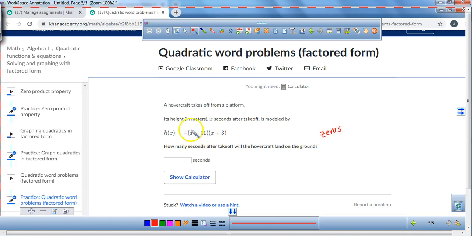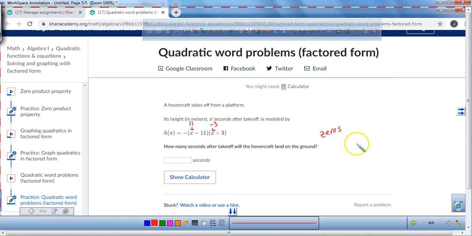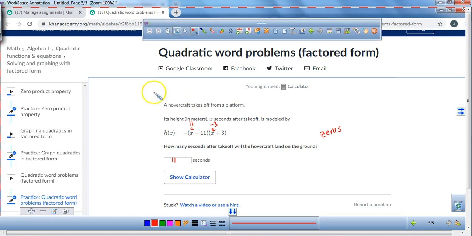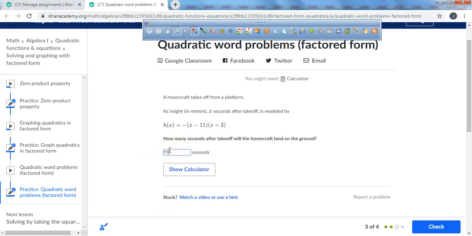Well, this only has 2 zeros. What number would you plug in there to make it equal to 0? 11. What number would you plug in there to make it equal to 0? Negative 3. Now, which would make the most sense? After 11 seconds it'll hit the ground, or after negative 3 seconds? I'm going to go with after 11 seconds, since we don't have a time machine and can't go back 3 seconds. Alright, so all I'm going to do is type in 11 seconds and hit check.